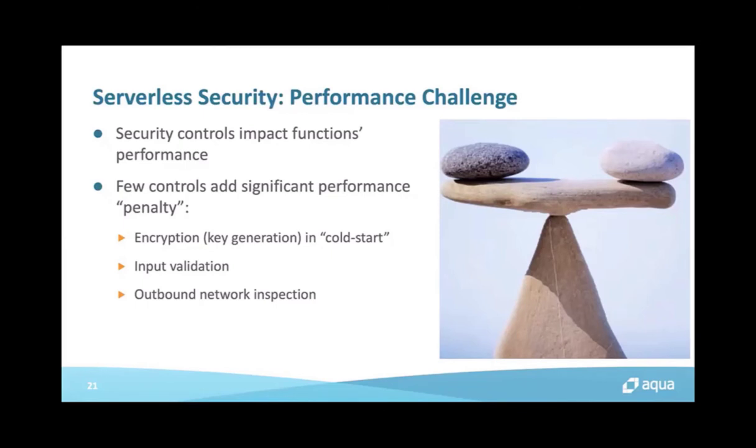Input validation is another one. When you want to validate any input, and there are many input types, and run it through libraries that contain different regex that contain potential attacks, this again has to be done in a very delicate way in order not to impact your function performance. And again, outbound network inspection is something that has to be taken care of, and many other controls that you might be using in a classical environment. You need to rethink whether they really make sense when you want to protect your function.